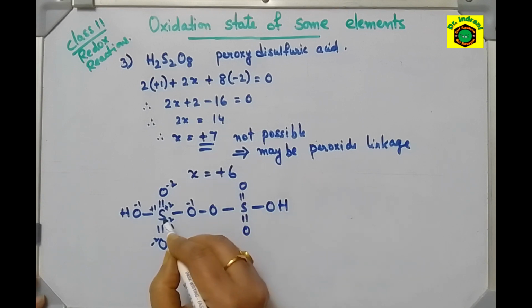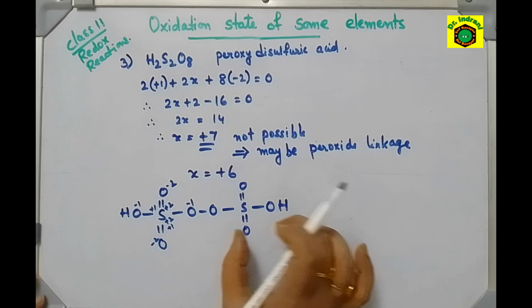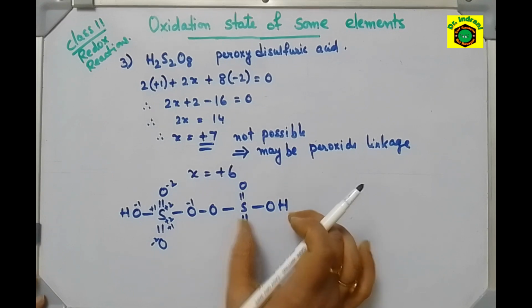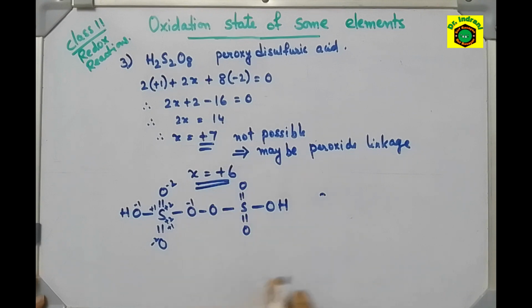So now see about sulfur, what is the oxidation state? 1, 2, 3, 4, 5, 6. So each sulfur is having the same thing, +6 oxidation state. So X is equal to +6. Each sulfur is having +6 oxidation state.